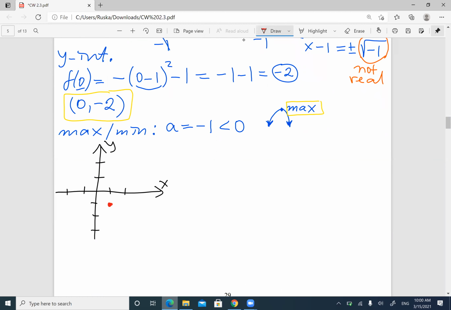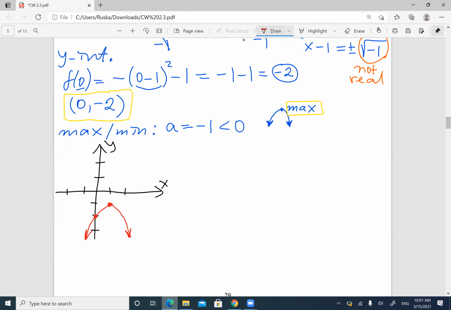So from (1, -1), when you go down and you're crossing the y-axis at -2, obviously you're not going to cross the x-axis, right? And you're just going to make it symmetrical. So this is my graph. It's going down. You're not crossing the x-axis. You're crossing the y-axis at -2.